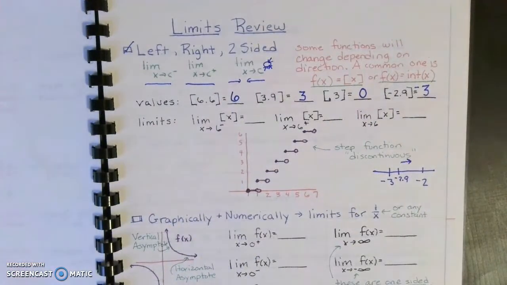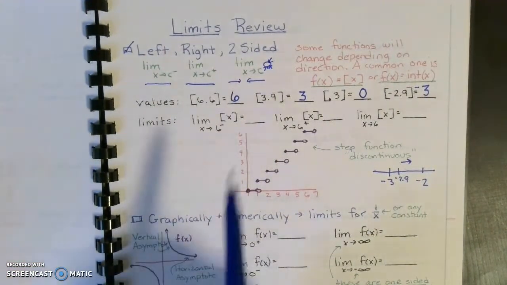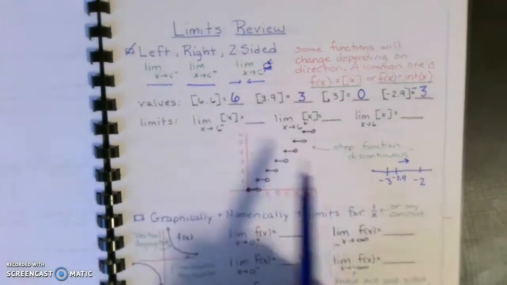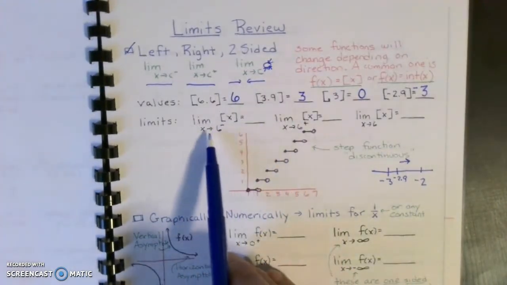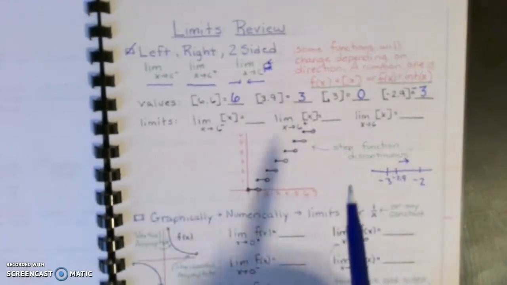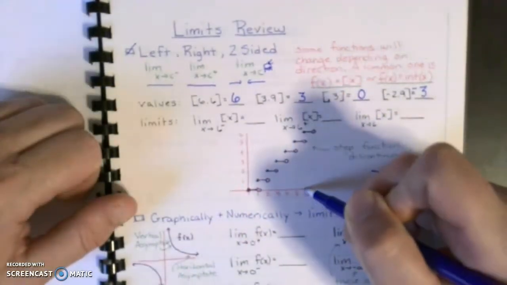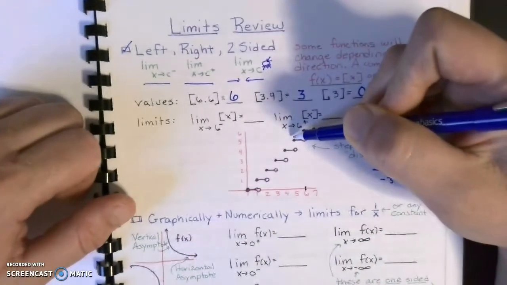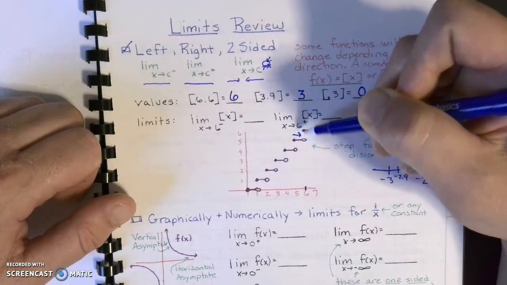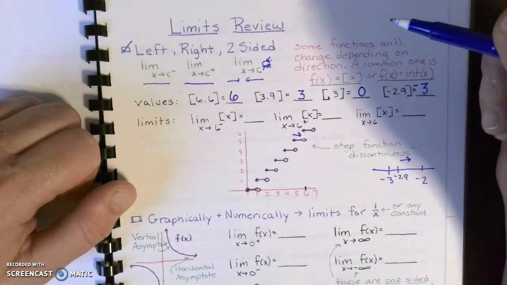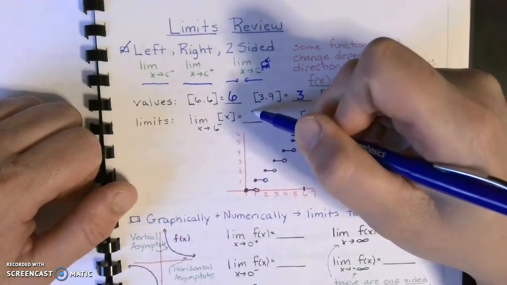Now, values are different necessarily from the limits. So for example, what is the limit as x approaches 6 from the negative direction? Oh, and this is the graph of that function. What is the value as x approaches 6 from the negative direction? Well, if I go to the x value 6 and look at what value I'm approaching as I come from this direction, the value I'm approaching is going to be 5.